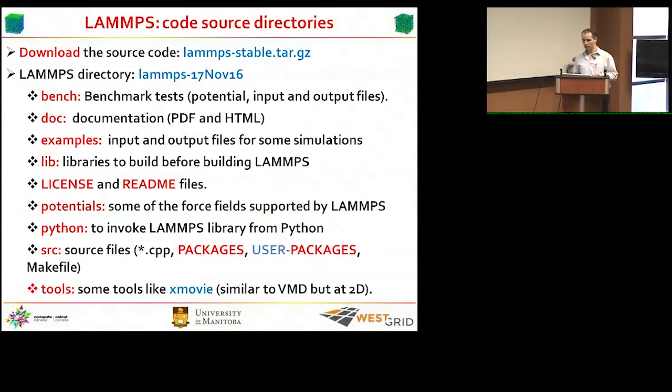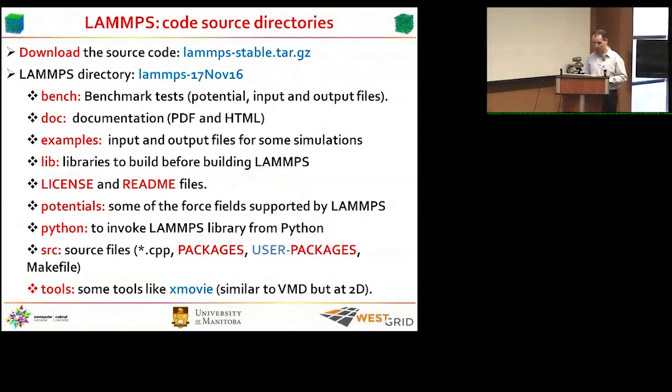If we want to build LAMMPS using the source code, we have to download the tarball file. When you download, you will get a file called lammps-stable.tar.gz. You have to extract this file, and you will get a directory like lammps-17Nov16. This depends on the version. If there is an update, you will have another name. Now, when you enter, you can go to the directory and see what is in it.